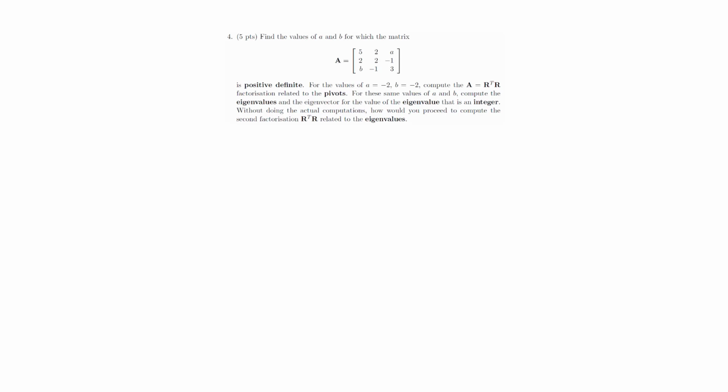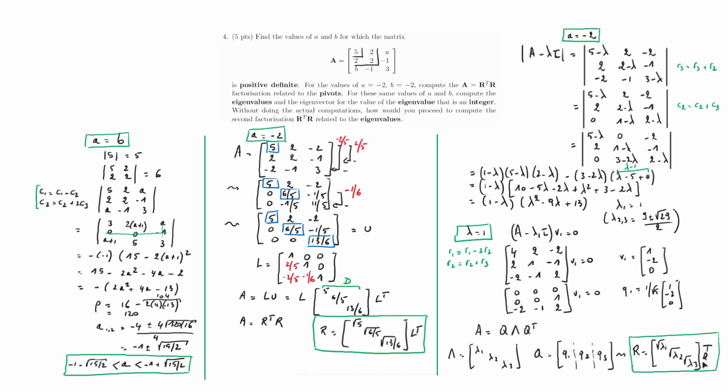For the eigenvalues, as the computations are a bit difficult, you have to find only the eigenvector associated to the integer eigenvalue and explain how you would obtain this second factorization related to the eigenvalues. As usual, push the pause button and try to do this exercise by yourself. Well, let us have a look at question 4 and its solution.